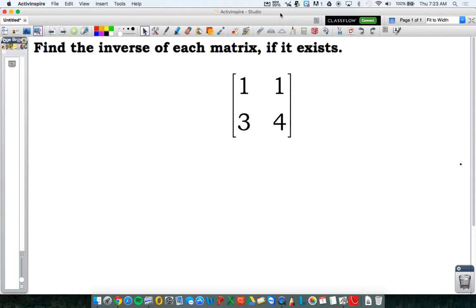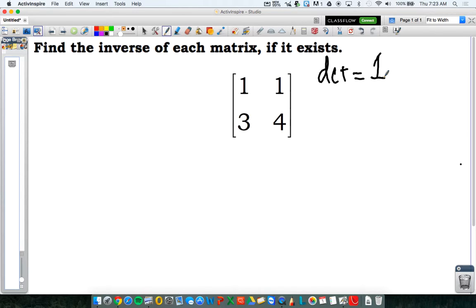So the determinant of this thing is 1. Since it has a non-zero determinant, we can find the inverse. So if we had worked this out and the determinant was 0, you would stop, you'd write no inverse, and you'd move on. But the determinant's 1, so we need to keep going.